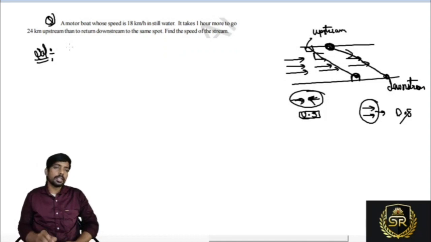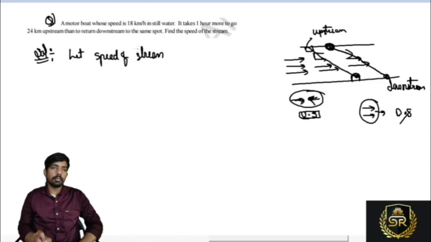Okay, so first what is given here? A motorboat whose speed is 18 kilometers per hour in still water. It takes 1 hour more to go. What is asked? Find the speed of the stream. So let the speed of the stream be x kilometers per hour.